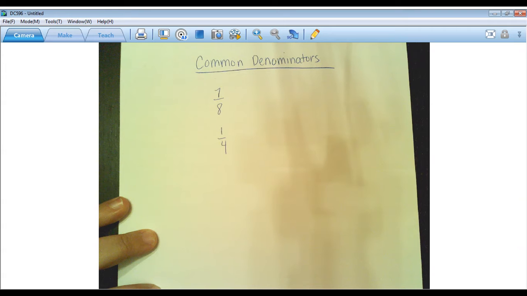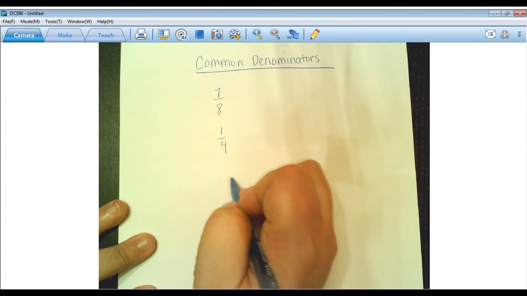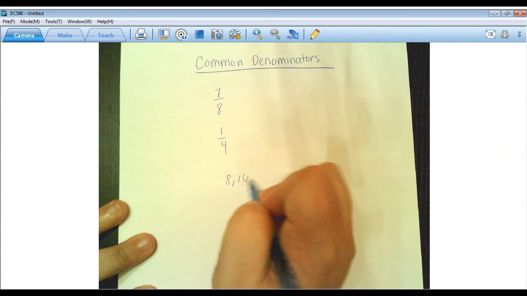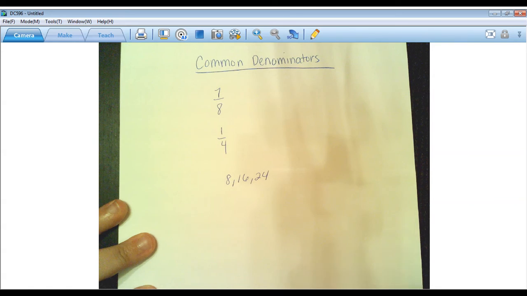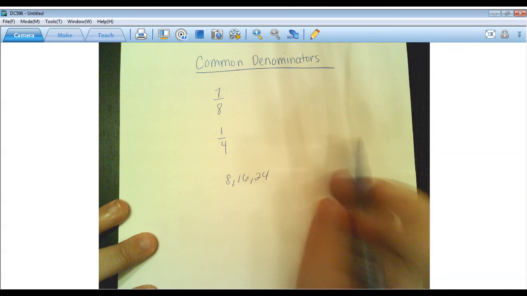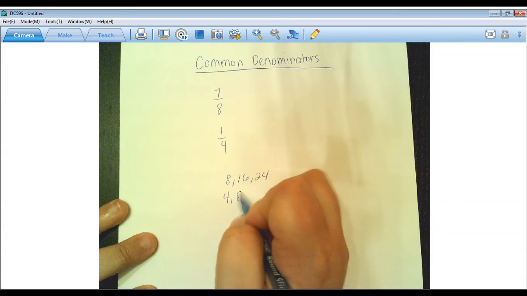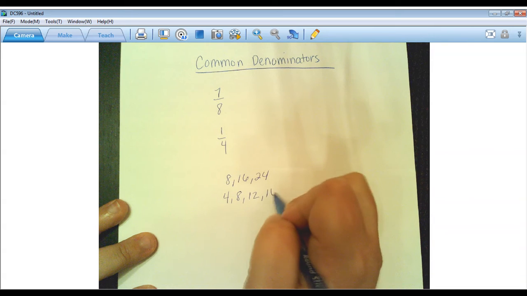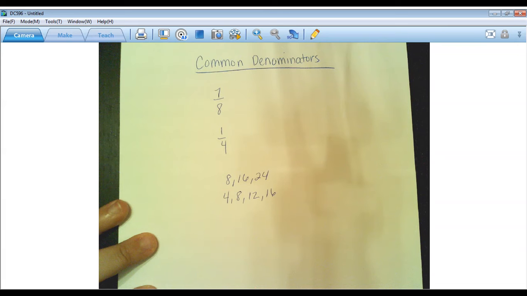They're two separate things. So in order to add them or subtract them, I need to make sure they have a common or same denominator. So the first thing we're going to do is think about our multiples of each of our denominators. If I count by 8, I would say 8, 16, 24, etc. If I were to count by 4, I would say 4, 8, 12, 16, etc. And I'm looking for one that is common or the same.